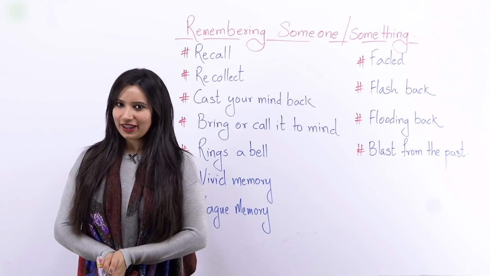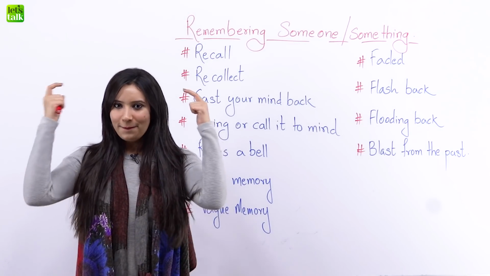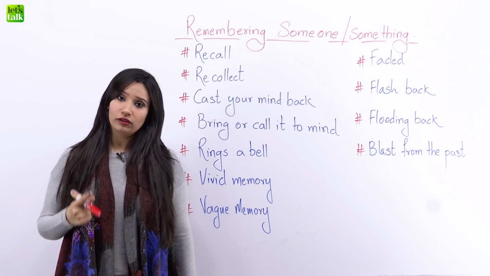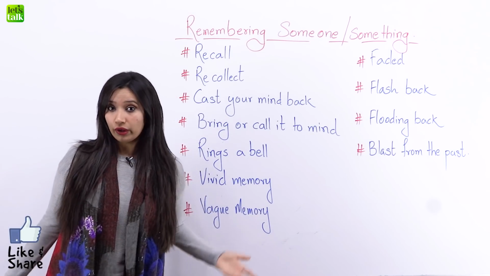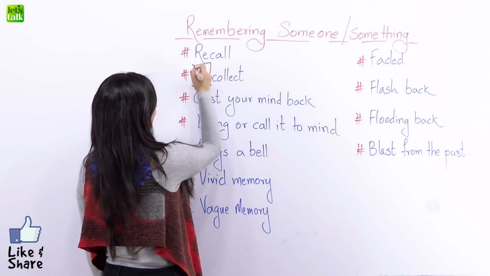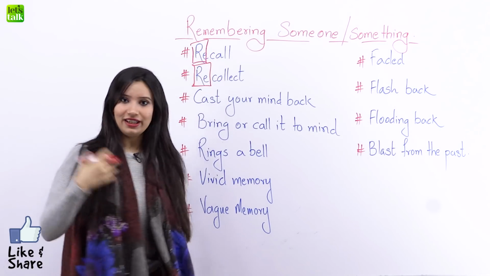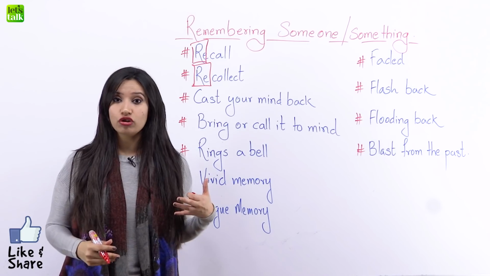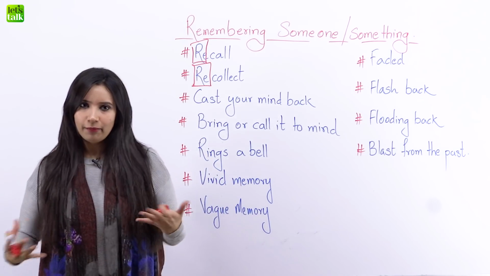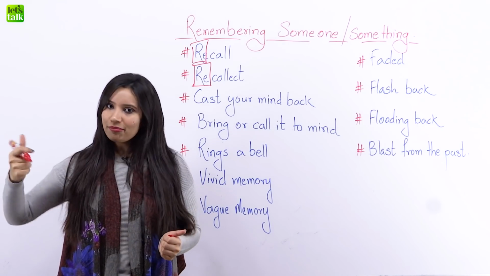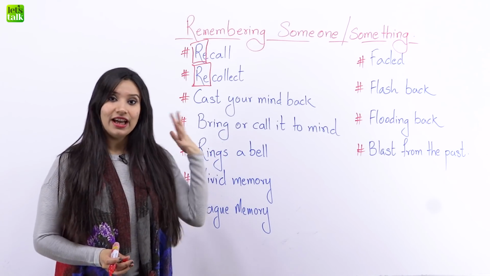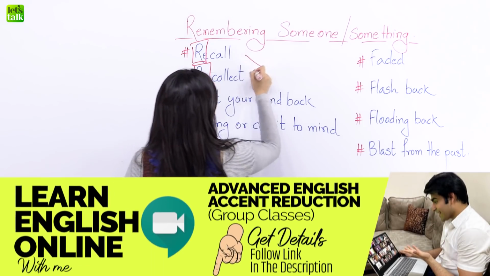So now we are going to look at the words to talk about memory. Okay, the first word that we have is to recall. What do you mean by recalling or recollecting? As you can see, we have the prefix re in these words, which means that we are trying to get something again. And what are we trying to get again? Maybe we are trying to remember something. So you use these two words as an alternative for remembering.